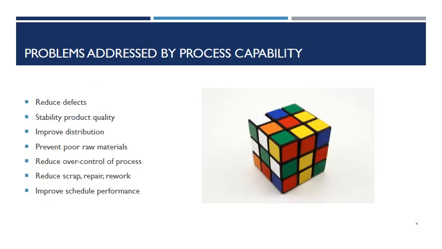Problems addressed by process capability. Process capability studies can address a wide range of quality and other issues that may arise in a petrochemical facility. Here are just a few quality concerns that can be solved through the proper application of statistical process control and process capability methodologies. Reduce or eliminate the defects from operations. Stabilize product quality. Improve product distribution for sales. Prevent poor raw materials from entering the process. Reduce over-control of the process. Reduce or eliminate scrap, repair, and rework. And improved schedule performance.